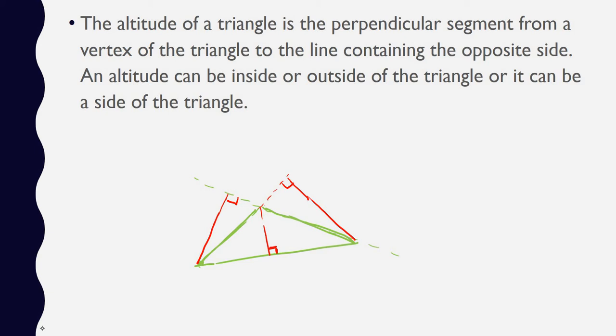Okay, so sometimes the altitude will be inside or outside, and it can even lie right along the edge of the triangle if it's a right angle. So if I have a right triangle, it's already perpendicular, so this side would be an altitude already. Okay?